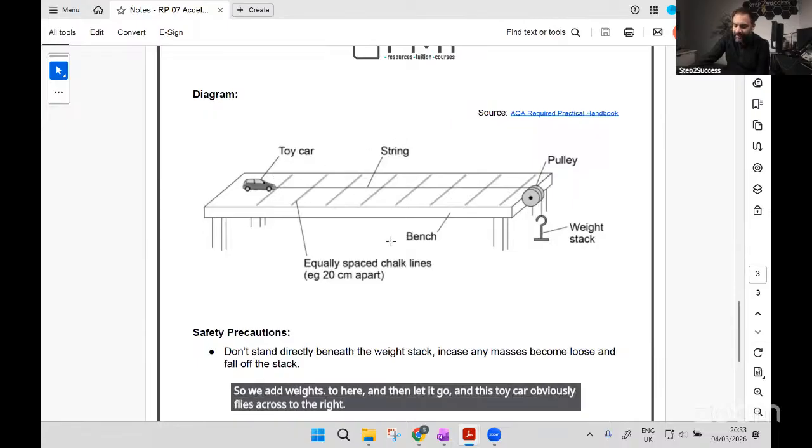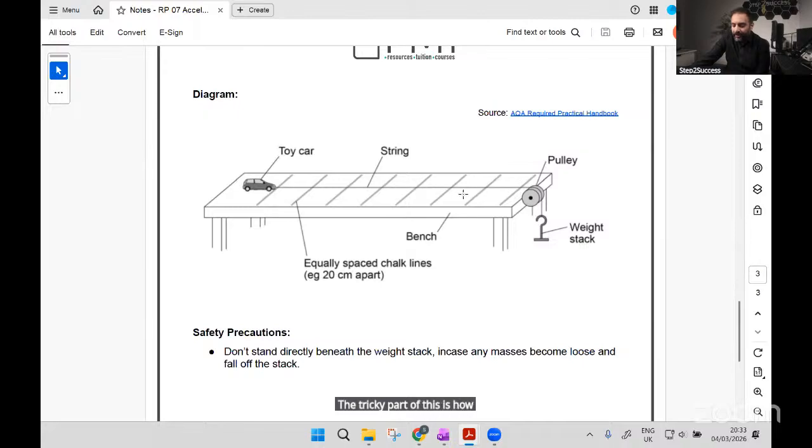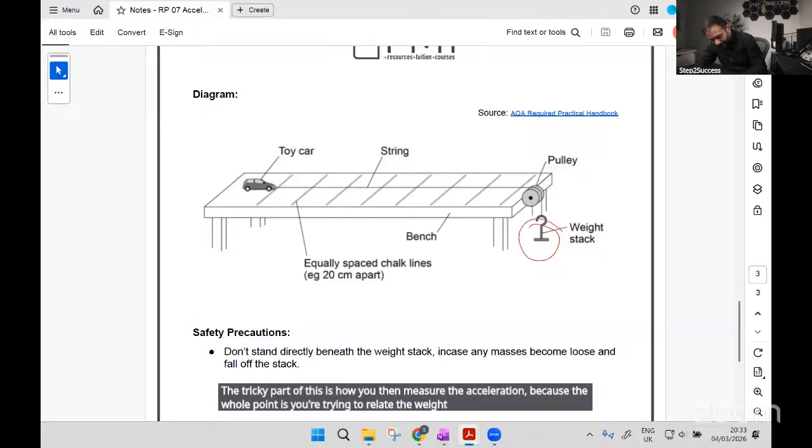The tricky part of this is how you then measure the acceleration, because the whole point is you're trying to relate the weight here, which is obviously easy because you keep adding it yourself, to the acceleration of this toy car.